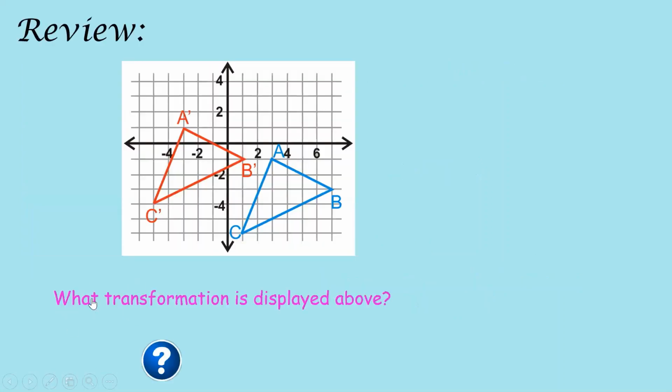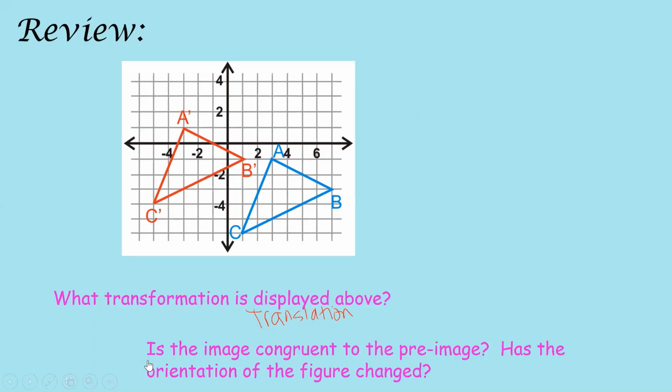What type of transformation is displayed above? Okay, it would be a translation, okay? It's a translation. Is the image congruent to the pre-image? Yes, it is congruent, because it's the same size and the same shape.